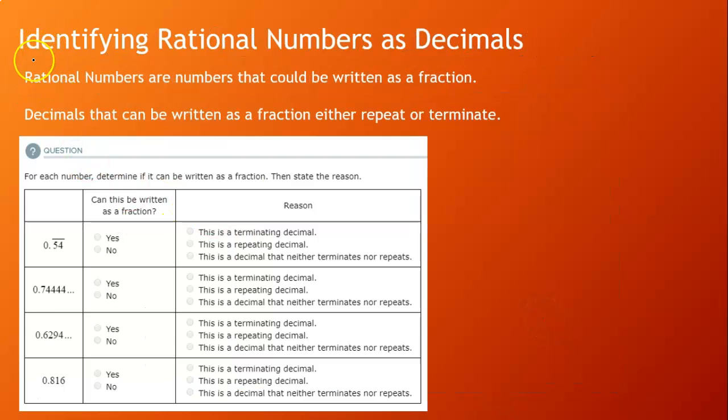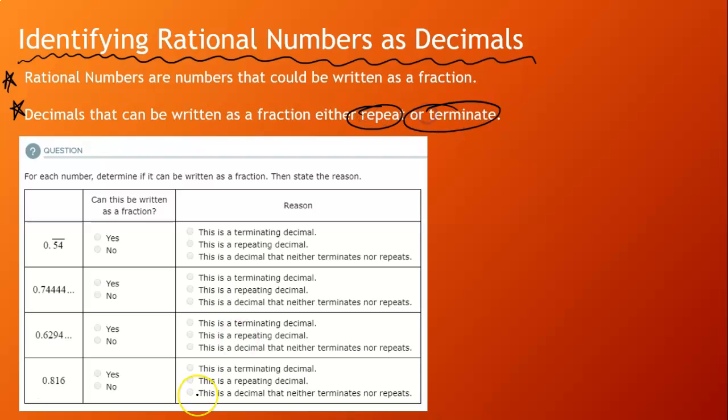All right, I want you to write at the top of your next section, identifying rational numbers as decimals. And then you want to write down rational numbers are numbers that could be written as a fraction. Decimals that can be written as a fraction either repeat or terminate. Both of these things need to be written down now. So pause the video if you need to write those. You want those in front of you when you're trying to do these later on your own.